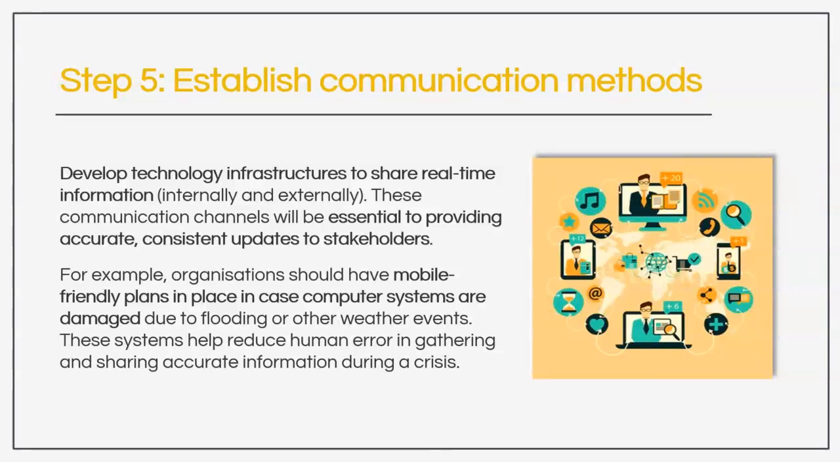And so as an example that's on the slide here, organizations should have mobile friendly plans in place in case their crisis is the result of an issue like a technological problem, or there are computer systems that are damaged, like maybe it's a weather event or a natural disaster. That could be the cause or source of the crisis. So having things in place that don't rely on certain technologies that could be damaged as a result of the crisis is important. And those kinds of systems can then also help reduce human error in gathering and sharing accurate information during a crisis.